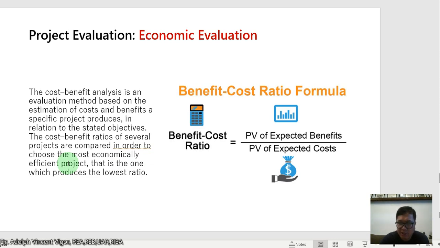So this just means that you're going to compute the cost benefit ratio so that you'll determine which project would be most economically efficient. So that is the one which produces the lowest ratio. So the keyword here guys is the lowest ratio. So the formula for the benefit cost ratio is the PV of expected benefits divided by the PV of expected cost. So when you say PV, that's the present value of expected benefits divided by the present value of expected cost.